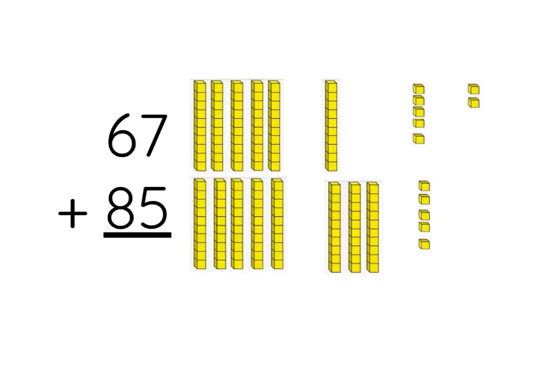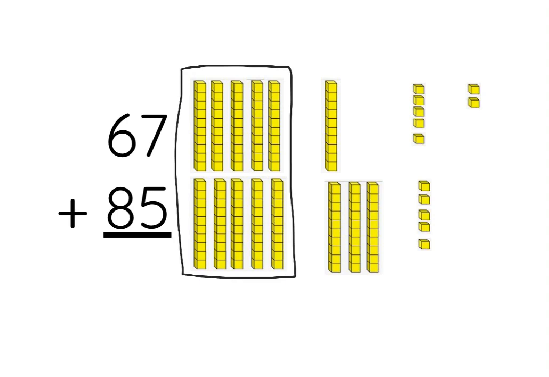All right, let's start adding. 67 plus 85. Do you see that nice 100? And then you have 30 plus 10 equals 40. Oh, 5 and 5. There's that 10 we love. And the extra 2.